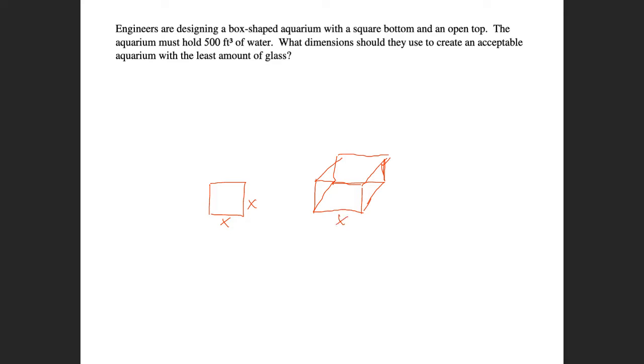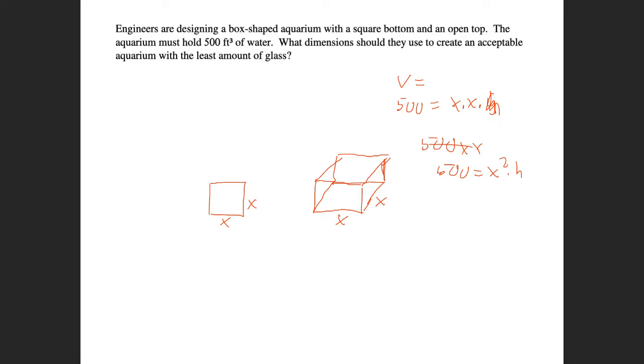So if this side is X, this side is X, and I don't know what this side is, but I do know that they want the volume to be 500, right? So I'm going to put 500 for volume. So that is equal to X times X times Y, or height. Let's just put H in there. Or I could write this as 500 is equal to X squared times H, okay?